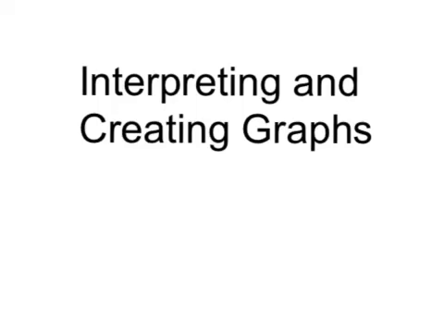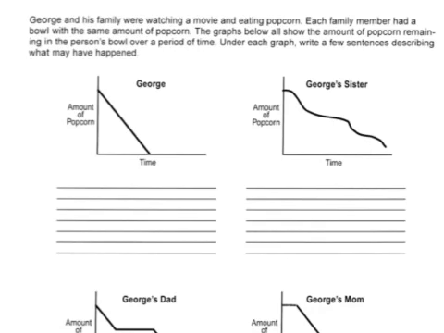Interpreting and creating graphs. George and his family were watching a movie and eating popcorn. Each family member had a bowl with the same amount of popcorn. The graphs below all show the amount of popcorn remaining in the person's bowl over a period of time. Under each graph, write a few sentences describing what may have happened.